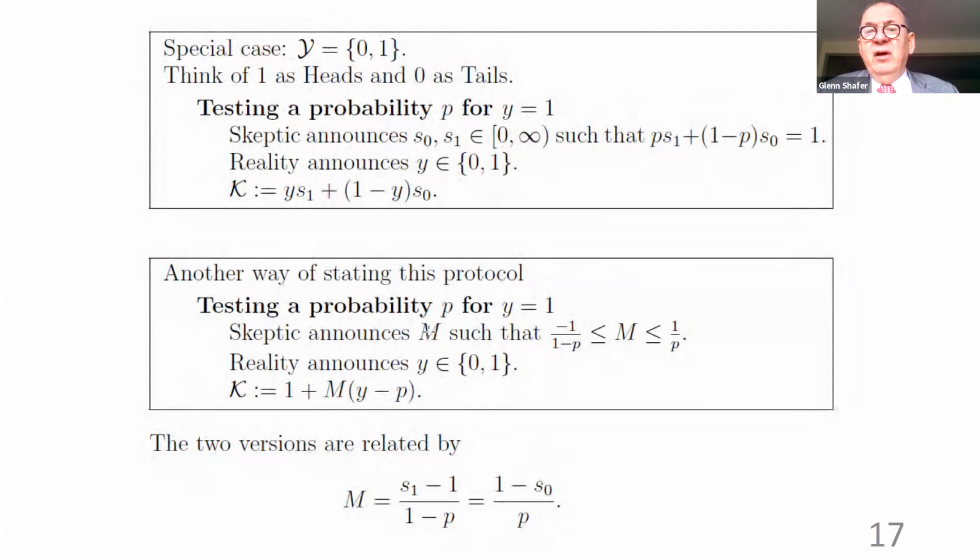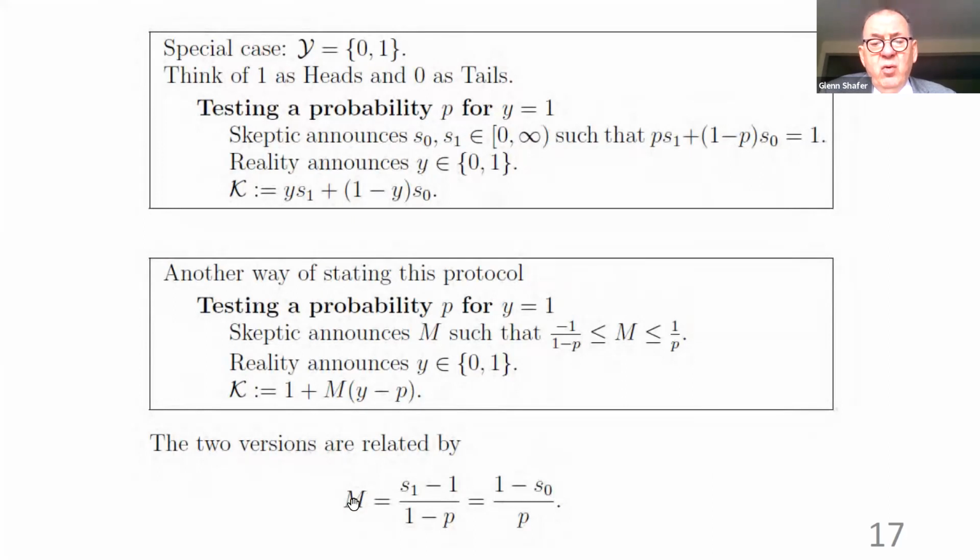So let me give a number M, which is equal to S1 minus 1 over 1 minus P, or it's also equal to 1 minus S naught over P. Remember, P is given. P was announced at the beginning. It's part of the story. The forecaster said, before we wrote down the protocol, my forecast for heads is P. P is a number between 0 and 1. So P is known, so telling what M is is the same as telling what S1 or S naught is.